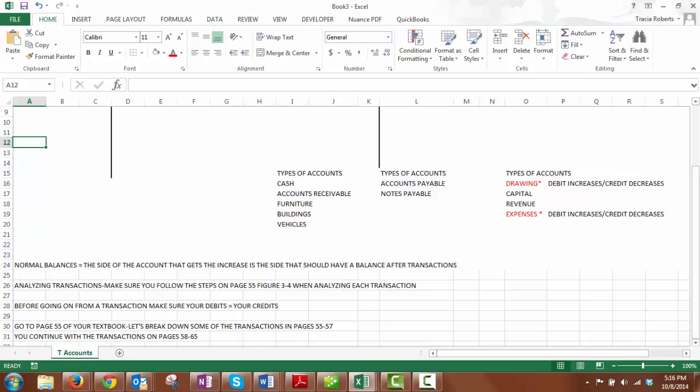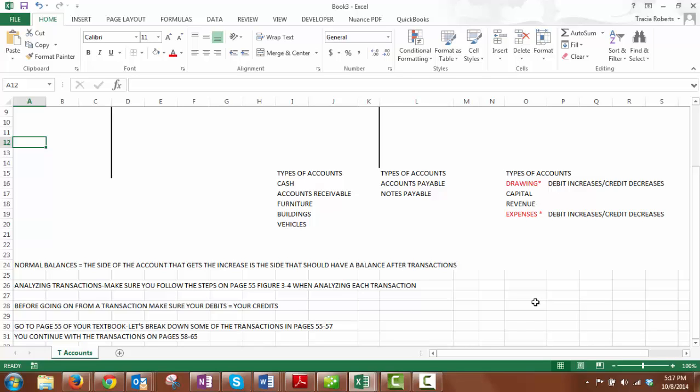Make sure when you are analyzing transactions that you are going through the steps that are listed on page 55. Page 55, they list 3 different steps in making sure you understand the transactions. It's going to be important. Try not to rush through the transactions and try not to wait until the last minute to do them. Sit down, think through each transaction.